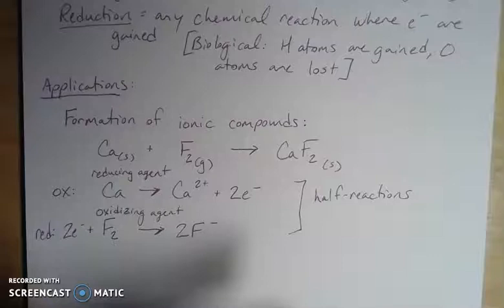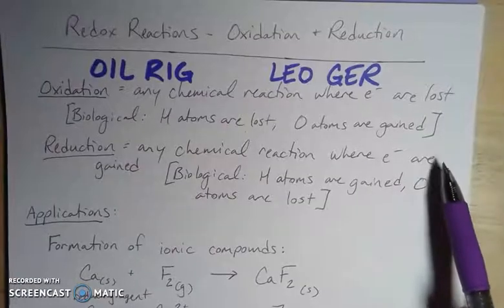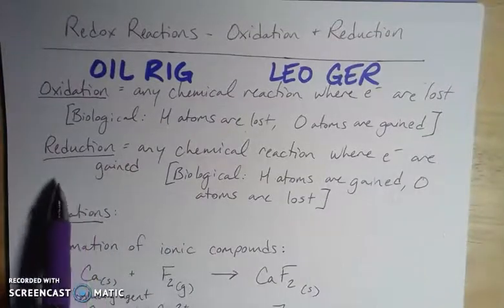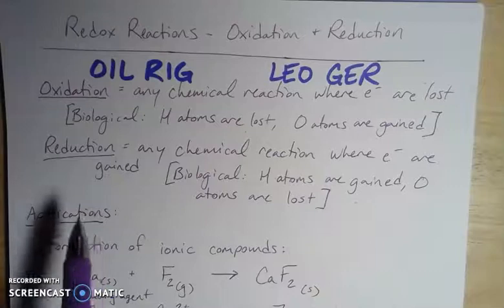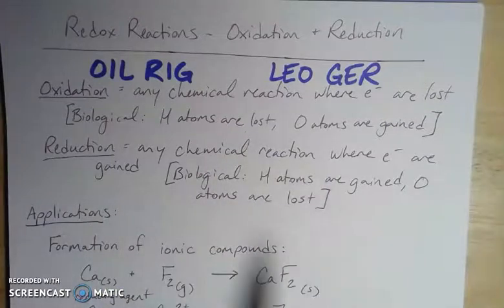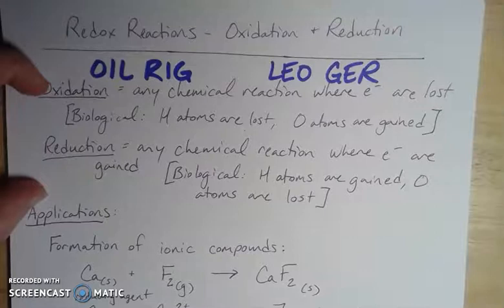So any chemical reaction where electrons are lost, or hydrogen atoms are lost, or oxygen atoms are gained is oxidation. Reduction is anything where electrons are gained, or hydrogen atoms are gained, or oxygen atoms are lost. If we're mapping out these guys in chemical processes, then we can figure out what's going on. Do we have a redox reaction?